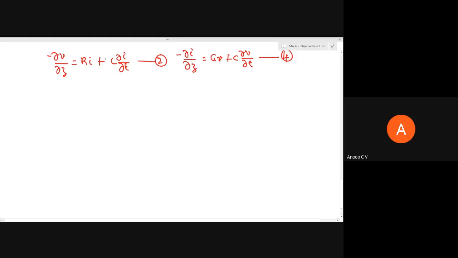Now, to obtain the real instantaneous transmission line equation in terms of voltage, what I should do is, first, I'll differentiate equation number 2 with respect to z. So I'm writing it like this.